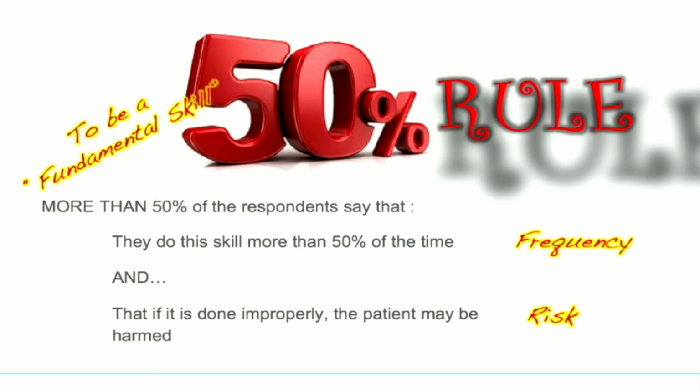And if more than 50% of the respondents say that if it's done improperly, somebody can be hurt. So we assess frequency and risk. If it's above more than half the time, then we're going to call that a fundamental skill. And it's kind of arbitrary. We could have set that measure anywhere, but we wanted to capture as many things that you do on most of the time.